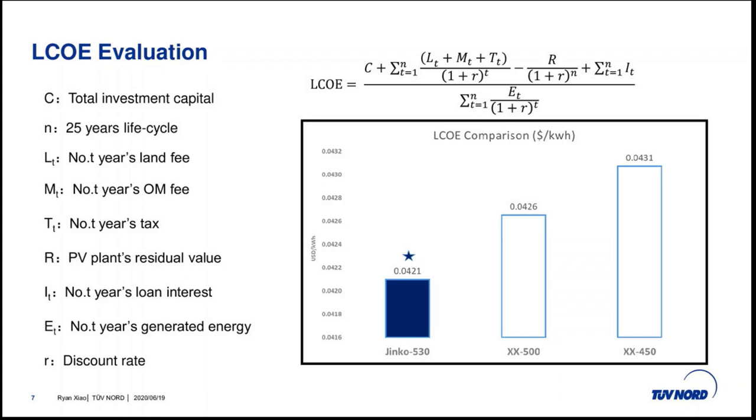For the R, it is the residential value, which is 5%. IT is the year's loan interest, bank interest. ET is the number of years generation energy, and R is the discount rate. Then you can see that with the star, Jinko Tiger Pro has the lowest LCOE compared with the other two.